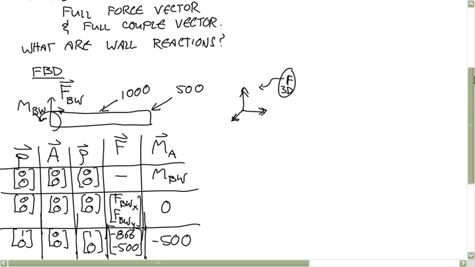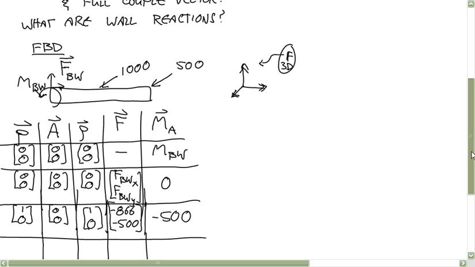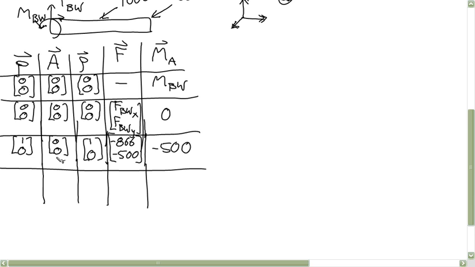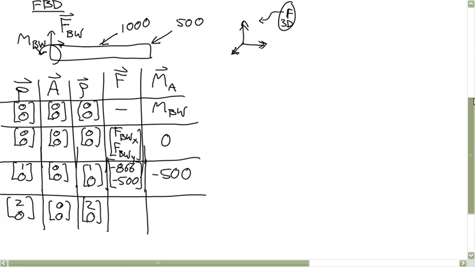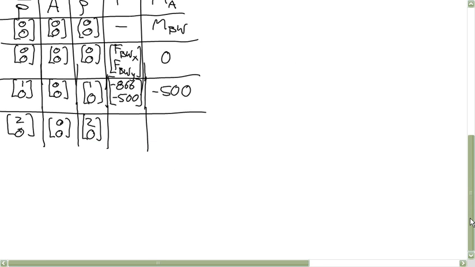And then the last one is this 500 Newton force. That's acting at 2, 0. The about point is still 0, 0. Rho then is 2, 0. If you do that trigonometry for that 30-degree angle, you get negative 433 and negative 250. So 2 times negative 250 minus 0, so another negative 500.